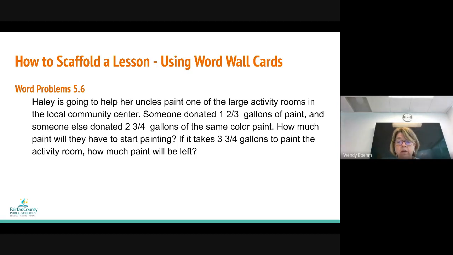Since the students already know how to break the problem into incremental steps, what we're going to do now is give the students some guides to help them with the problem. For this, we're going to use word wall cards.